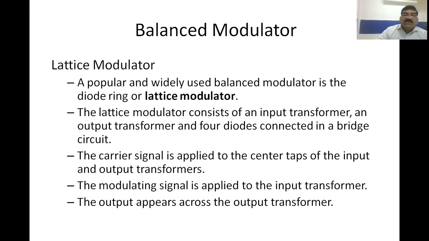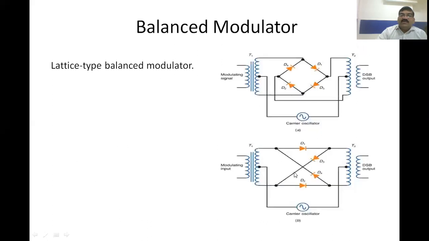So you will have two transformers. The carrier signal is applied to the center tap of the input transformer. This is the center tap of the input and output transformer, and this is the carrier oscillator. It looks the same as a bridge rectifier, but the arrangement we are using is different. Now this is the center tap. You know the primary winding and secondary winding. So this is the primary winding.